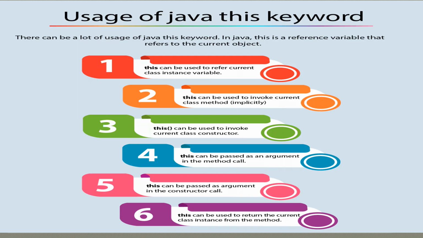Second, this can be used to invoke the current class method implicitly. We cannot call it explicitly, we can call it implicitly. Third, this can be used to invoke the current class constructor. Fourth, this can be passed as an argument in the method call. While we are calling a method, we can pass this keyword, and it will refer to the current object. This can be passed as an argument in the constructor call. This can be used to return the current class instance from the method.